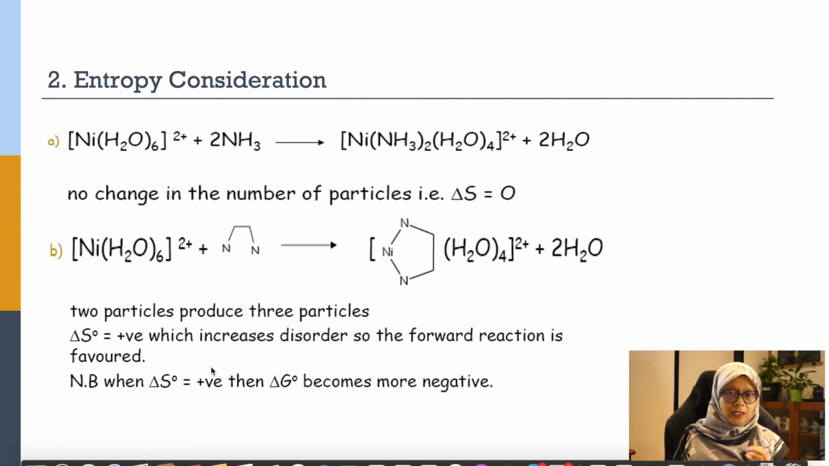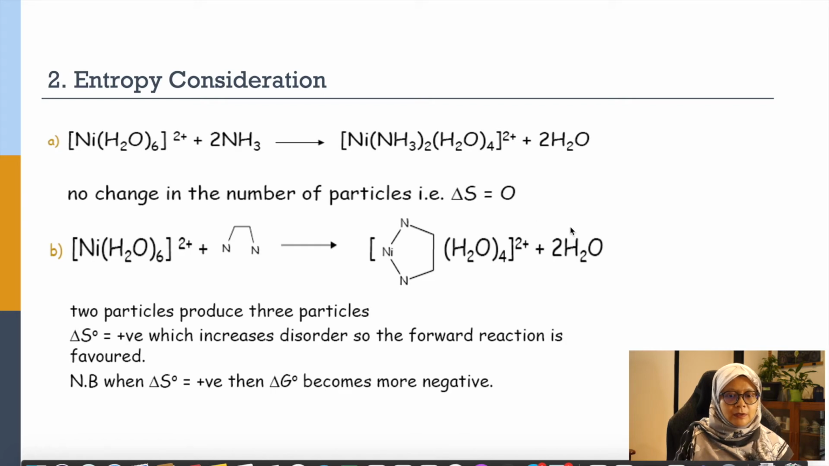Okay, the second one, other than effective concentration, is the entropy consideration, where we have the degree of randomness. In this we have 2 examples, A and also B. If you look at A first, we have no change in the number of particles, where the delta S is equal to 0. Why?